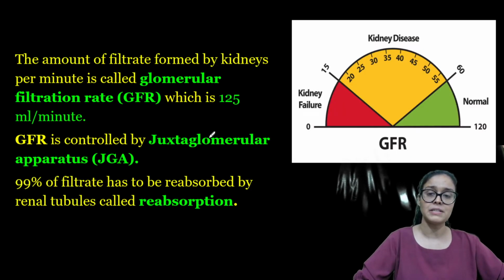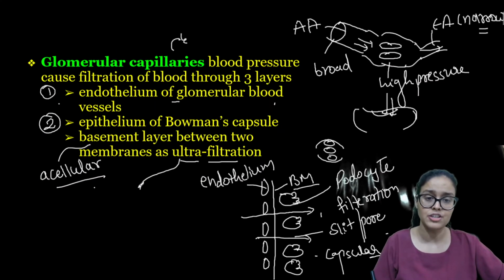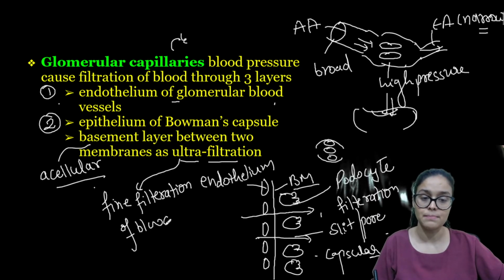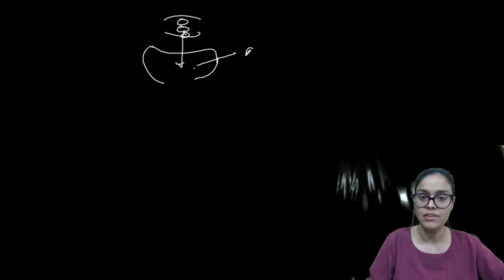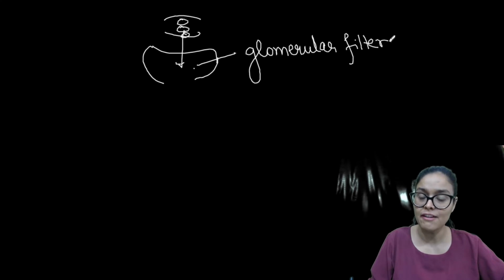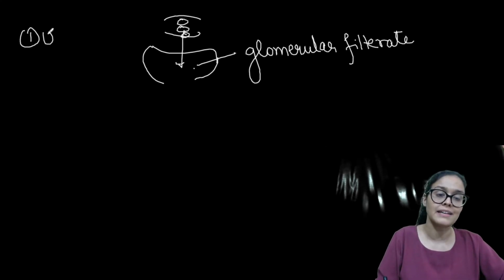So the first step is ultrafiltration, the fine filtration of blood. And obviously when this blood filtration has happened, what will happen next? Filtrate will form. The blood has come from the glomerulus and it enters the capsular space, the Bowman's capsule space, right? So this is known as ultrafiltration, and whatever is filtered out is known as glomerular filtrate. This is the first step of urine formation, that is ultrafiltration, as simple as that.